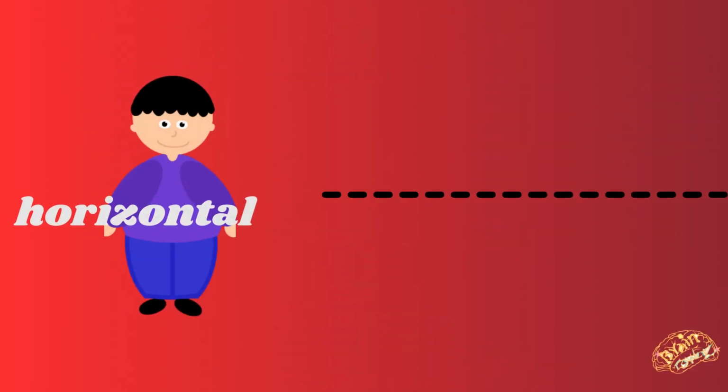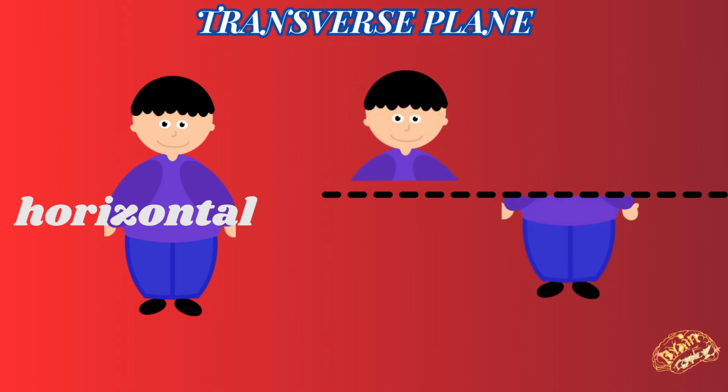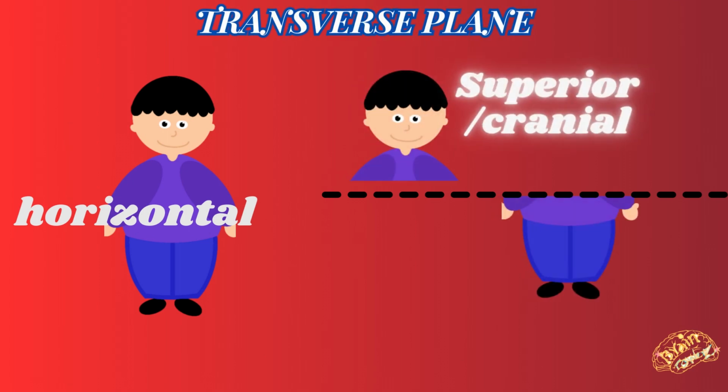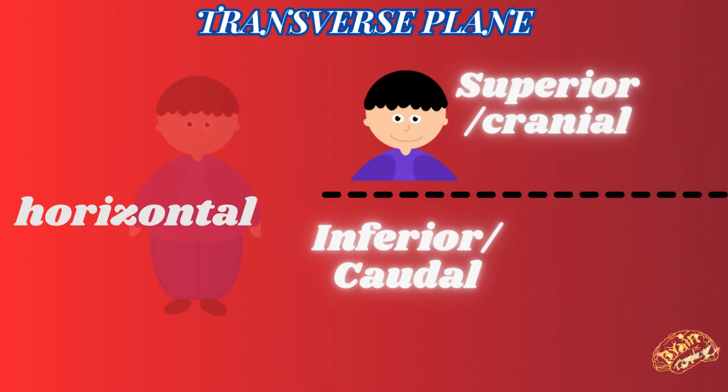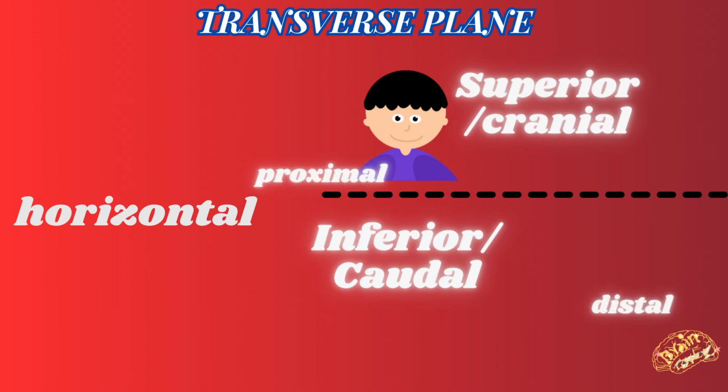3. Transverse plane, a horizontal line passing through the body, dividing it into superior and inferior positions. Superior is also called cranial position. Inferior is also called caudal. Proximal means towards the point of attachment. Distal, away from the point of attachment.